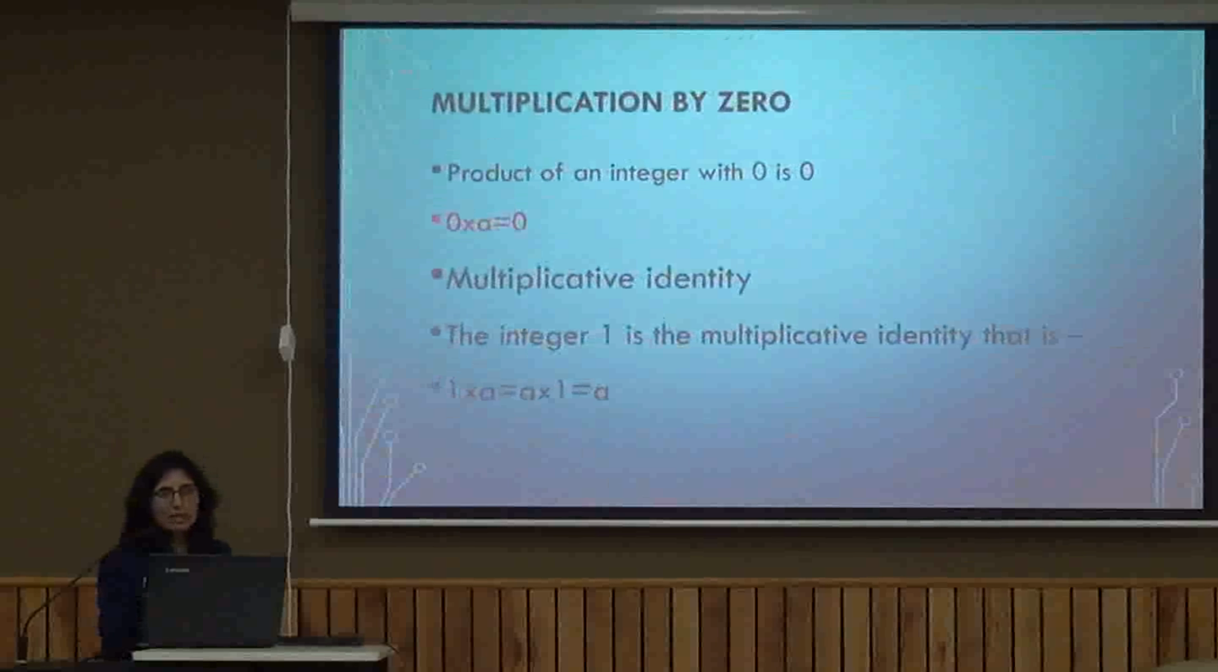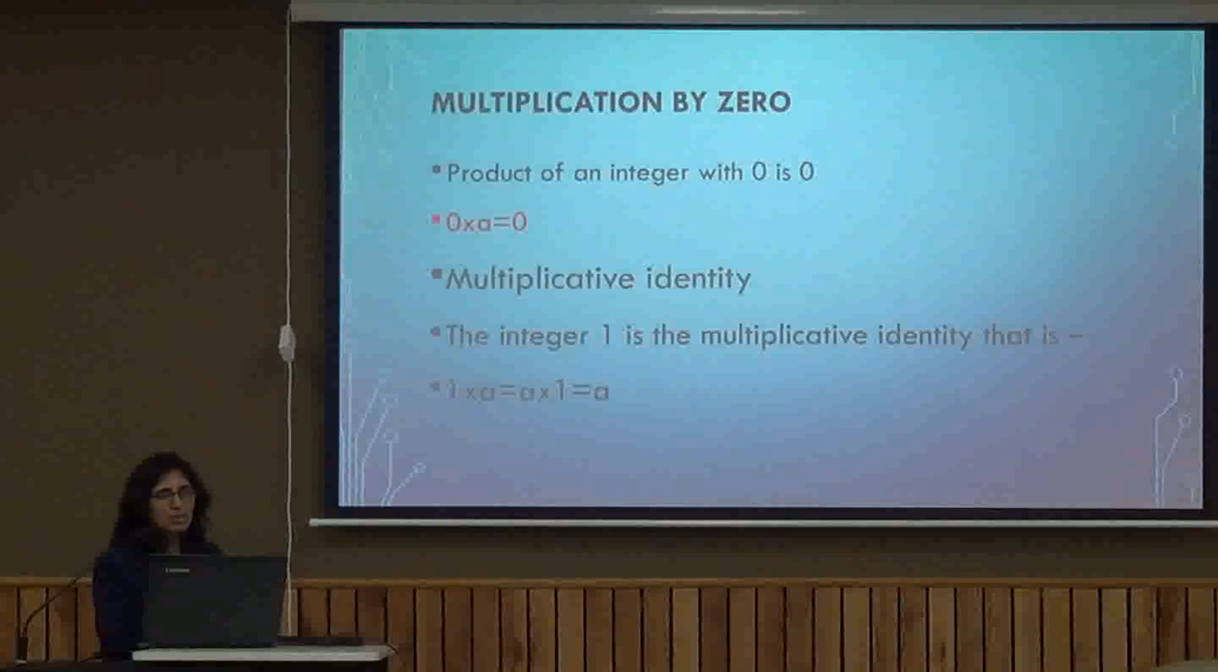Now multiplication by 0. If we multiply any integer by 0, the result is 0. So 0 multiplied by any integer A will give 0.